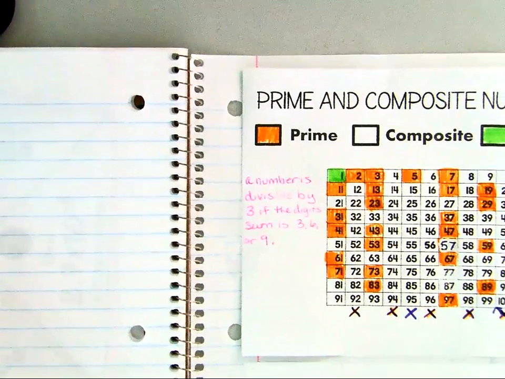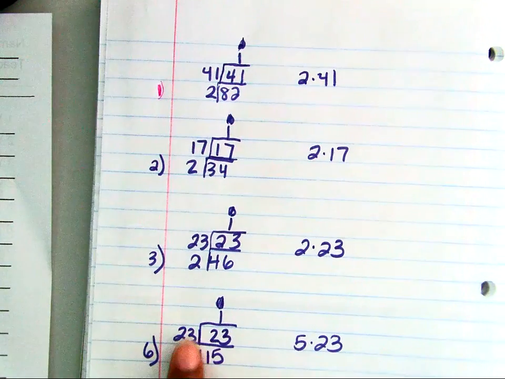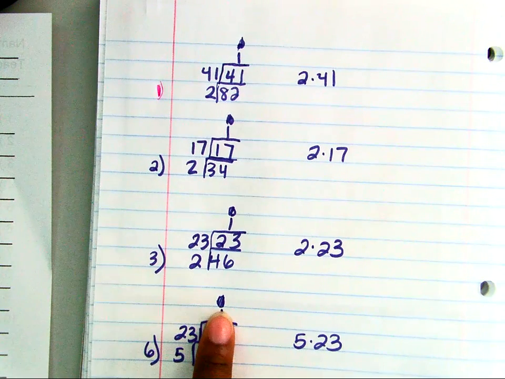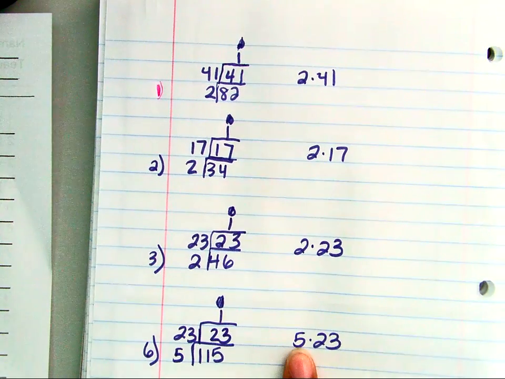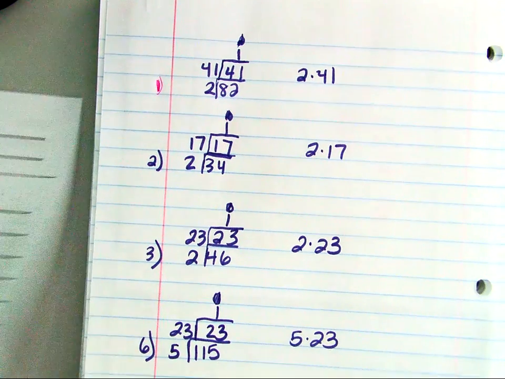I look at my list. Is 23 there? Yes, it is. So I'm going to divide by 23. 23 divided by 23 is 1. Birthday cake. So my prime factorization is 5 times 23, and that's what I would write. Somebody give me a different number.